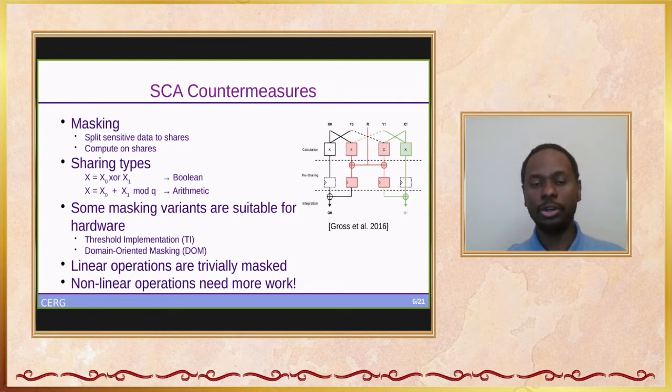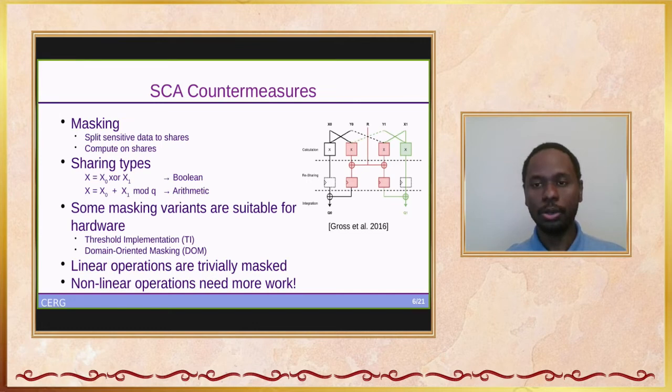One of the types of sharing is Boolean masking. Basically, you split your sensitive data into shares such that when you XOR these shares, you get the sensitive value. And there is arithmetic sharing, where when you add the shares, you get the sensitive value. These are the two most common types of masking that you can use.